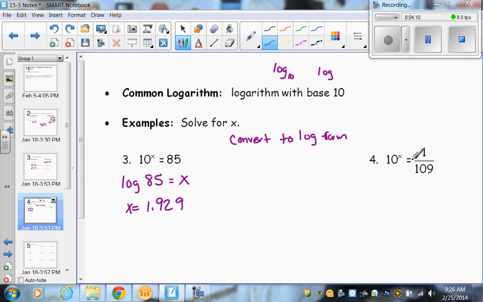Number 4, we have 10 to the x equals 1 over 109. So put it back in log form. So that's going to be the log of 1 over 109 equals x. So now type this in your calculator. You should get negative 2.037 equals x.